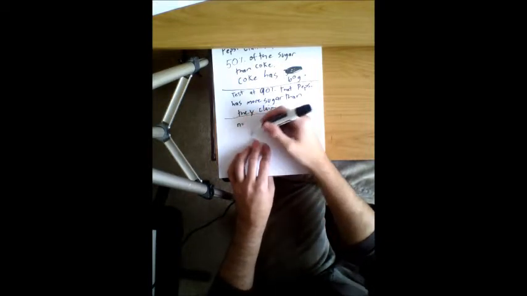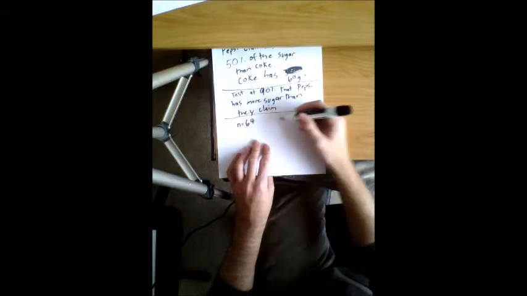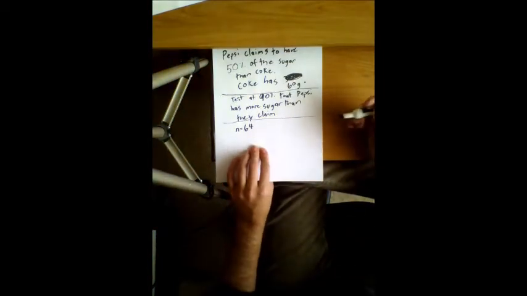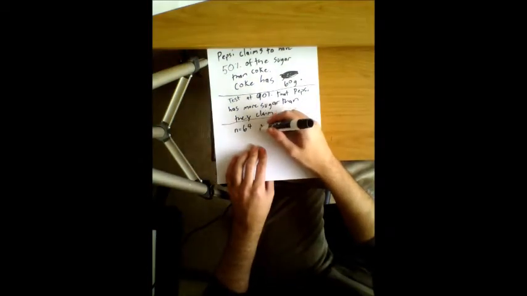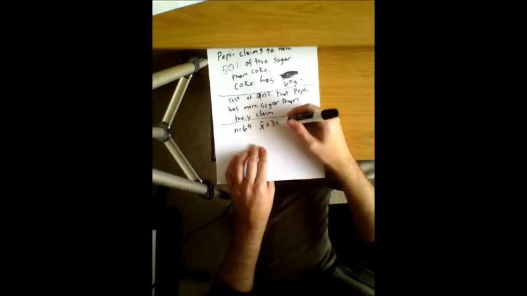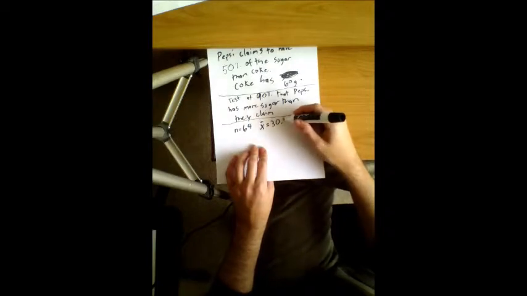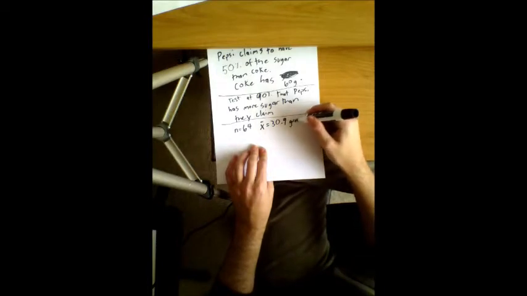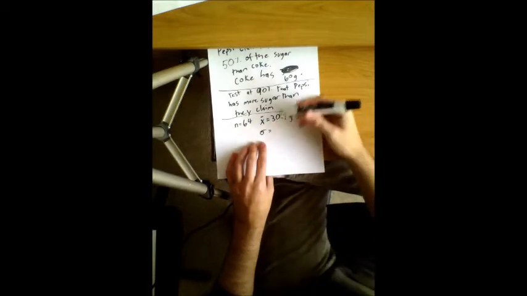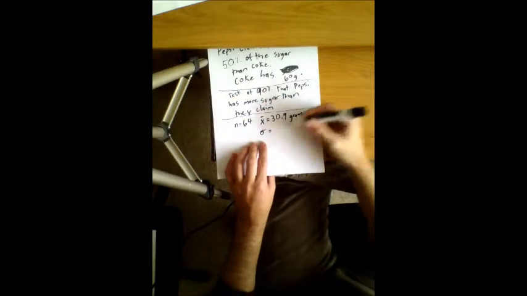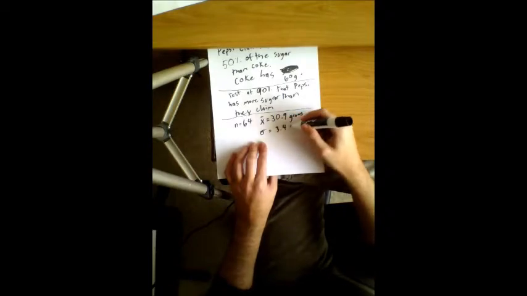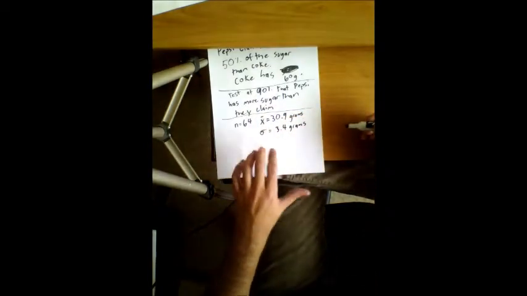let's say we sample 64 Pepsis, and we do all of the tests, and the chemist helps us out, and we find that there's an average of, let's say, 30.9 grams of sugar, and we find that the standard deviation between these actual 64 is 3.4 grams. Okay, so this is our test.